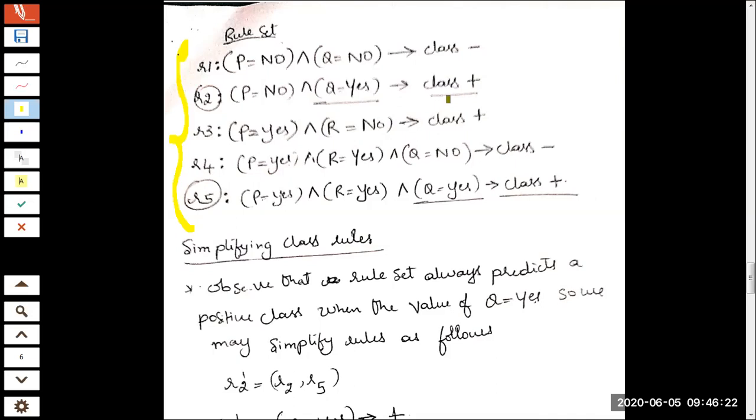You see, there is one pattern here. Wherever Q is equal to S, it is taking to class plus. If there is Q equal to S in the antecedent part, the consequent is class plus. One more instance we will see: Q equal to S. It is taking to class plus.